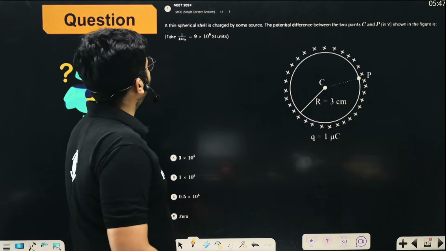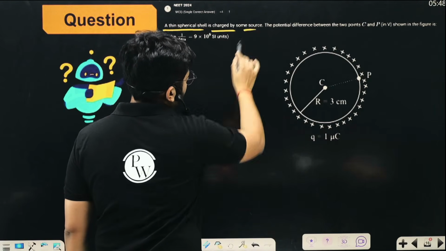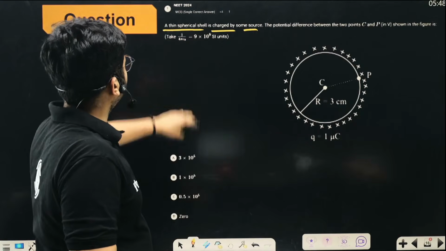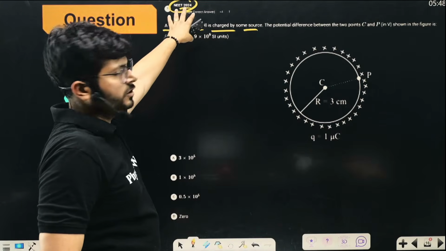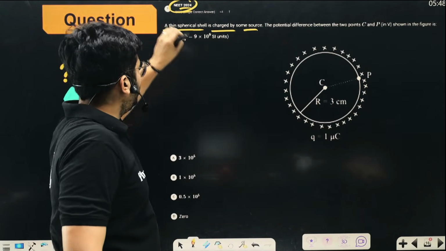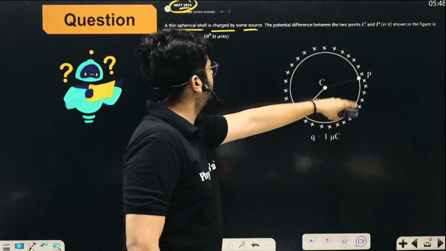So here, what is happening? A thin spherical shell is charged by some source. Somewhat of a problem has happened in the typing part, but no problem, I will read it for you. This was also asked in the year 2024. In this question, we have a thin spherical shell.